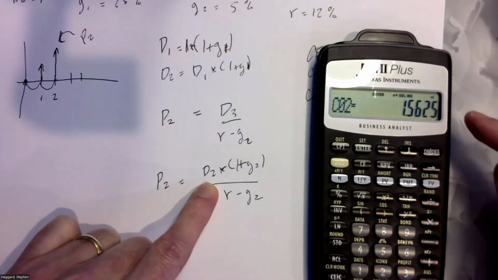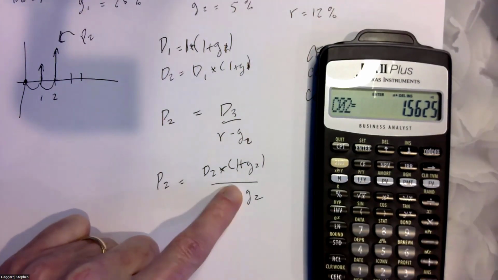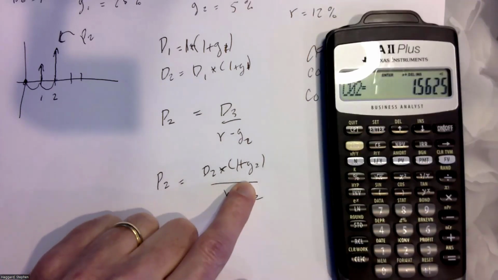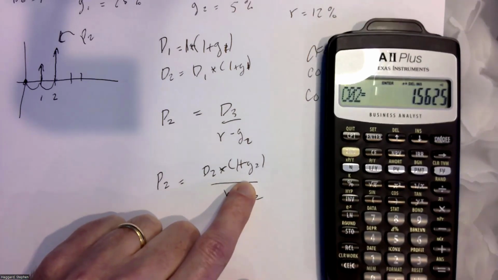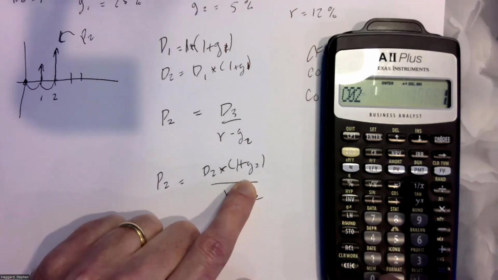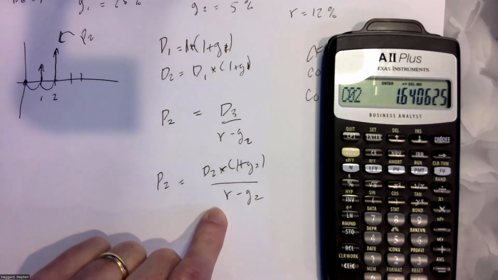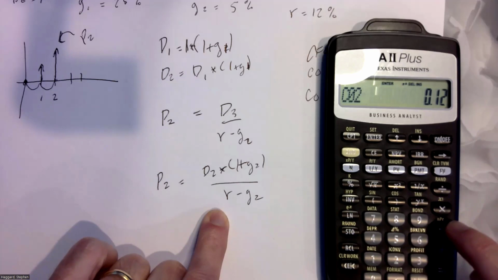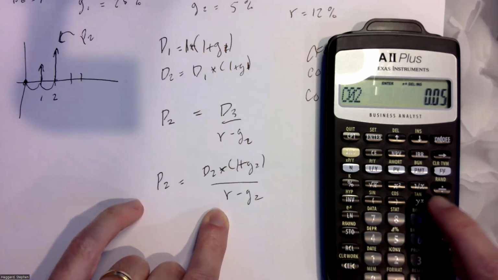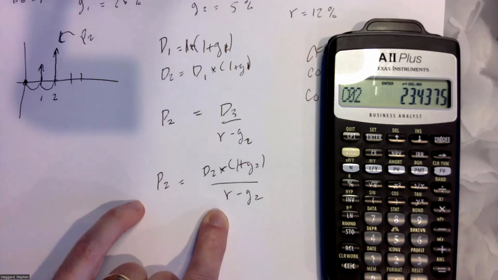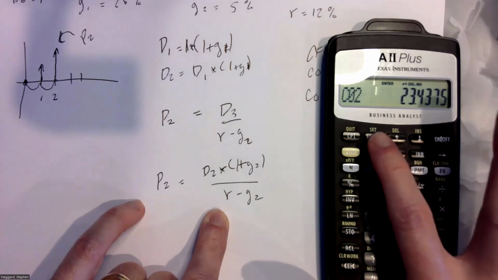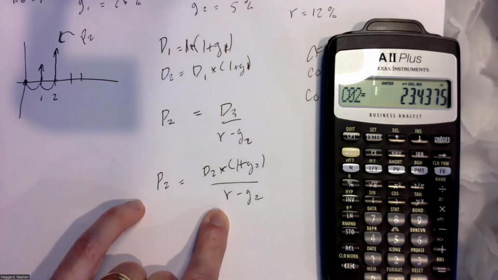Okay, so it's going to be this D2 multiplied by 1 plus G2. What's this G2? 0.05. Very good. Okay, so I'm going to multiply this times 1.05, divide by, open parentheses, R is 0.12 minus that second growth rate, 0.05, close parentheses, equal. So I'm getting $23.44 here. I'm going to hit enter here, but we're not quite there.